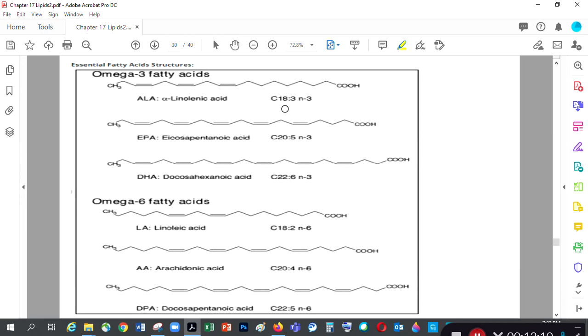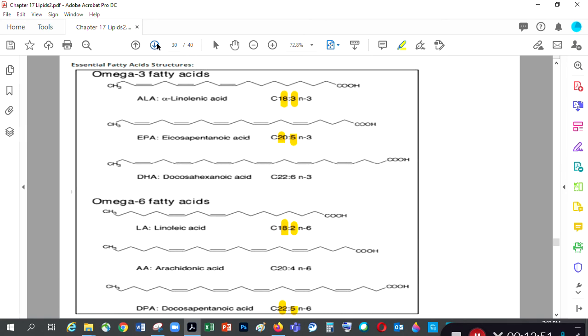You can see here it goes by the number of carbons, 18, and the number of double bonds, 3, and here 20 carbons and 5 double bonds. This is omega-3 fatty acid. Omega-6, for example, linoleic acid, 18 carbons and 2 double bonds. And even an extreme one is DPA. It has 22 carbons and 5 double bonds. So they are very important.